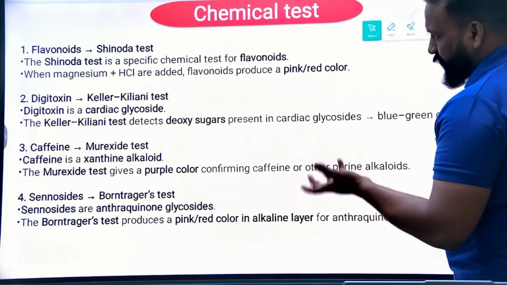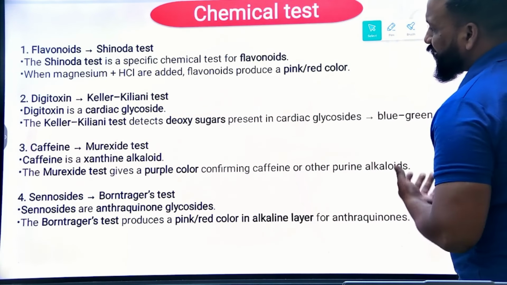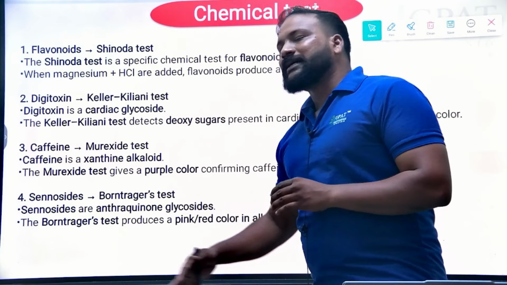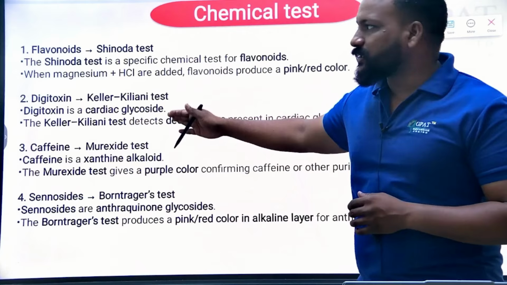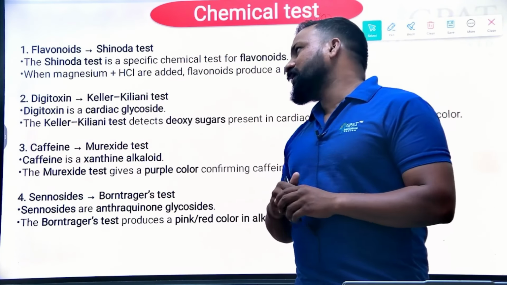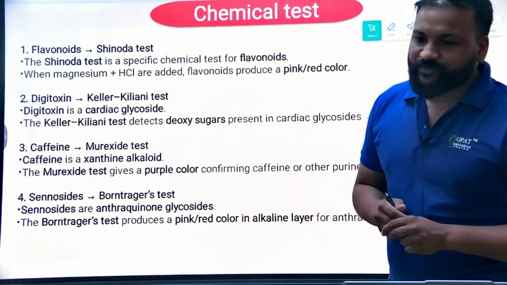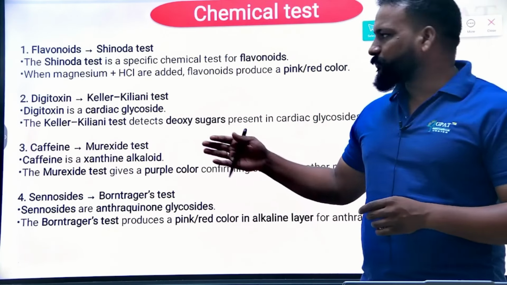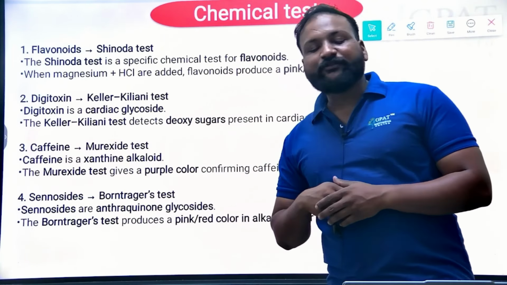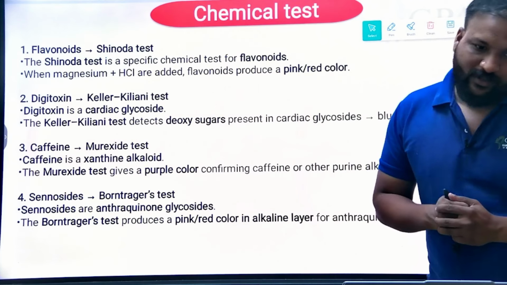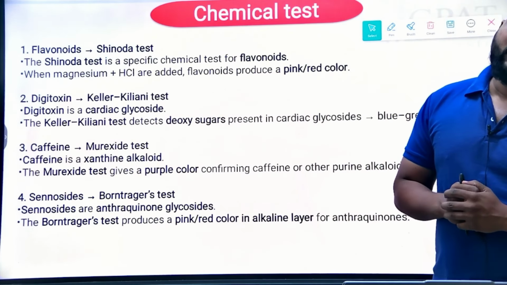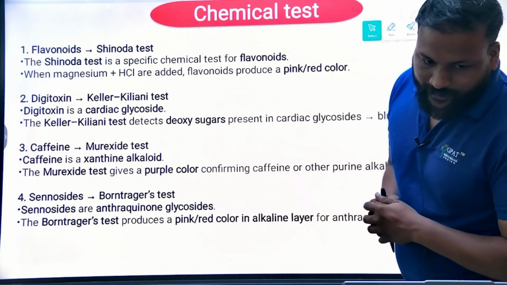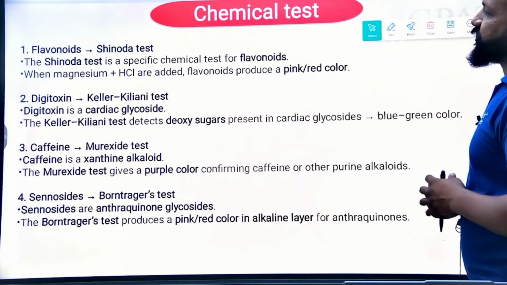Cardiac glycosides, and also purine glycosides and anthraquinone glycosides. Flavonoids are identified by cyanidin test, and cardiac glycosides such as digoxin can be identified by the Keller-Kiliani test. And caffeine is mainly for the murexide test, which gives you the purple color. Anthraquinone glycosides are mainly for the Bontrager's test. Already we have seen. So these are the important tests.